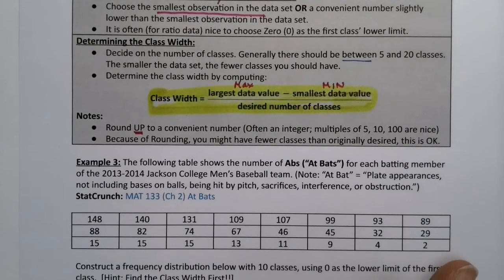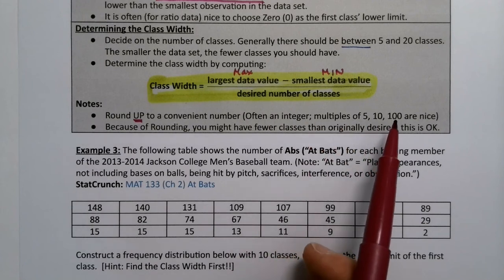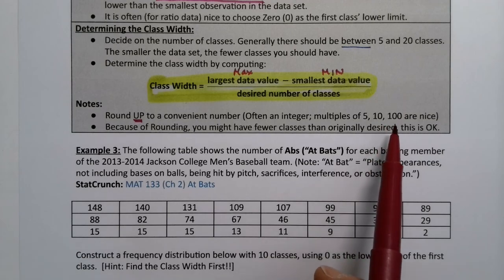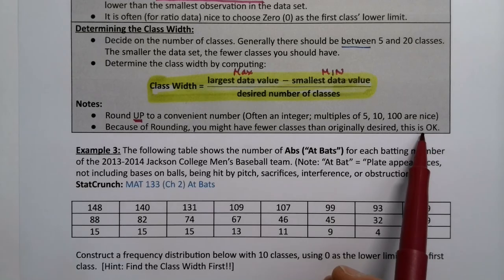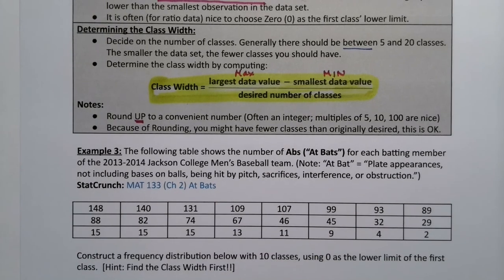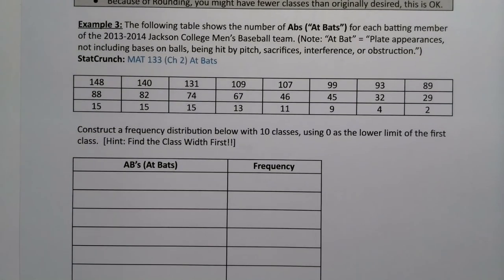And because of rounding, you might have fewer classes. So when you do that rounding, let's say 87 to 100, you were shooting for 20 classes, but because you rounded it, you might end up with 19. That's totally okay. Don't worry about it. So the desired number of classes might not be exactly the number of classes you end up with, but that's what you're shooting for. All right, so let's do this in an example, and that will hopefully clarify things.